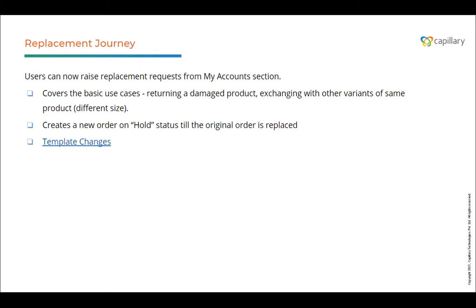So the problem statement that we wanted to solve was to ease the whole flow so that there are no drop-offs after the return and till the point the replacement order is raised, because it leads to business losses, and also make the journey smoother from the customers' point of view, so that they do not have to reach out to customer care to raise such requests. So as a part of this, we have enabled a replacement flow wherein users would be able to go to the My Account section page and place a replacement request.